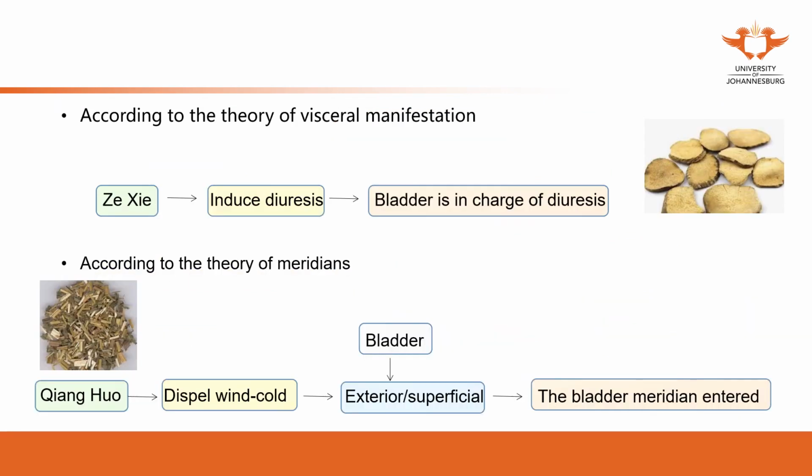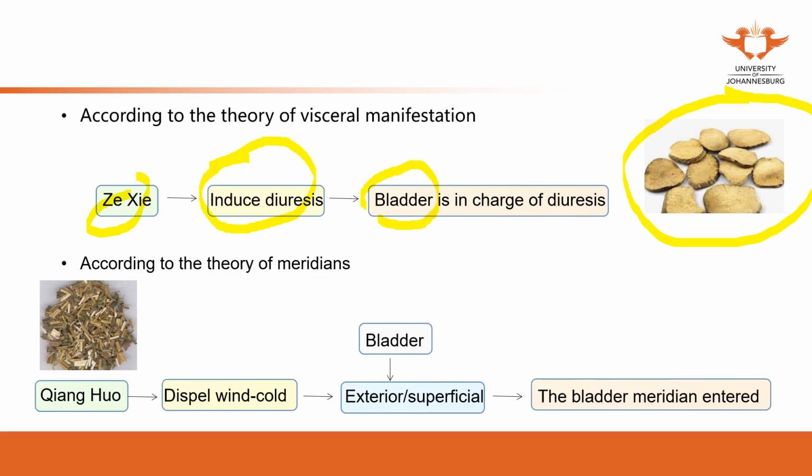Another example on the Zangfu manifestation, 泽泻 is a kind of root, and it can induce diuresis, promote urination. Urination is in charge of the bladder. So 泽泻 enters the bladder meridian. That's from the manifestation, also from the function.